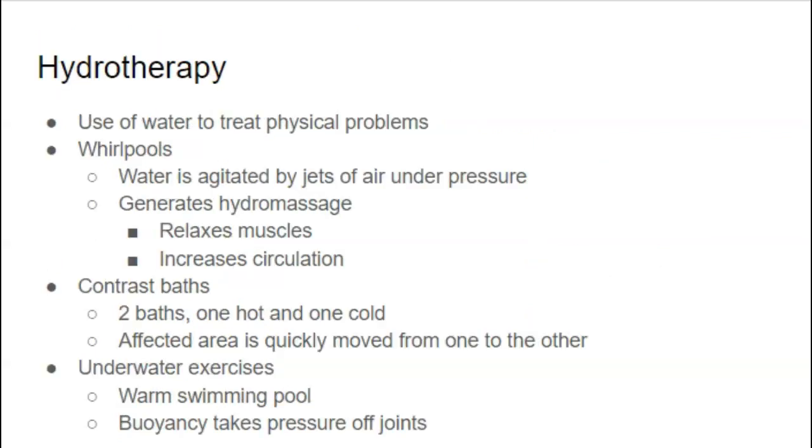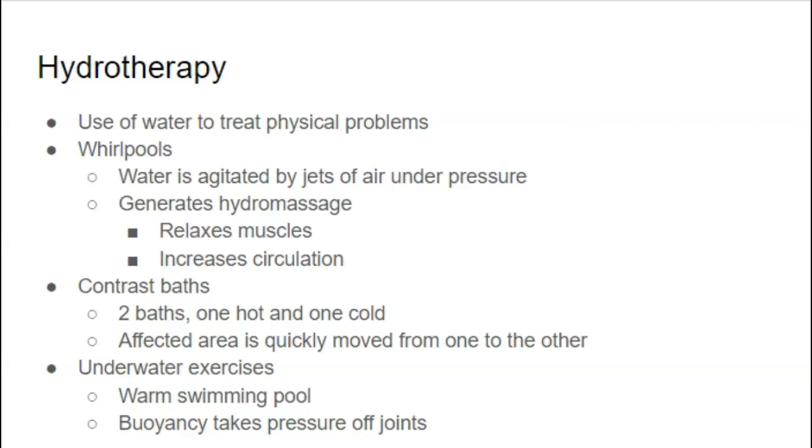Hydrotherapy is wonderful, and it can be used to treat a number of physical problems. Once again, muscular aches and pains, which are very common, and different types of arthritis. When you've got warm water with jets, the movement of water can be very therapeutic. It creates a sort of hydro massage, relaxes muscles. It can increase circulation, which is frequently used even with people that don't have a specific injury, but just a lot of muscular aches.